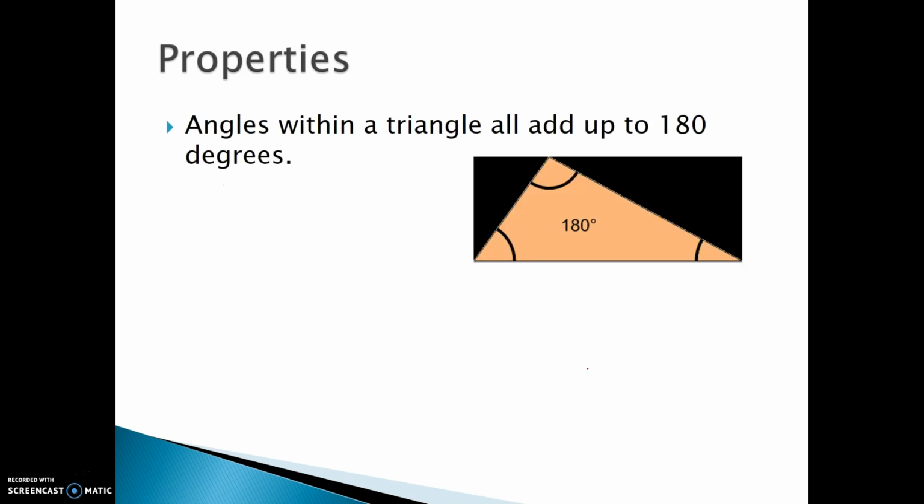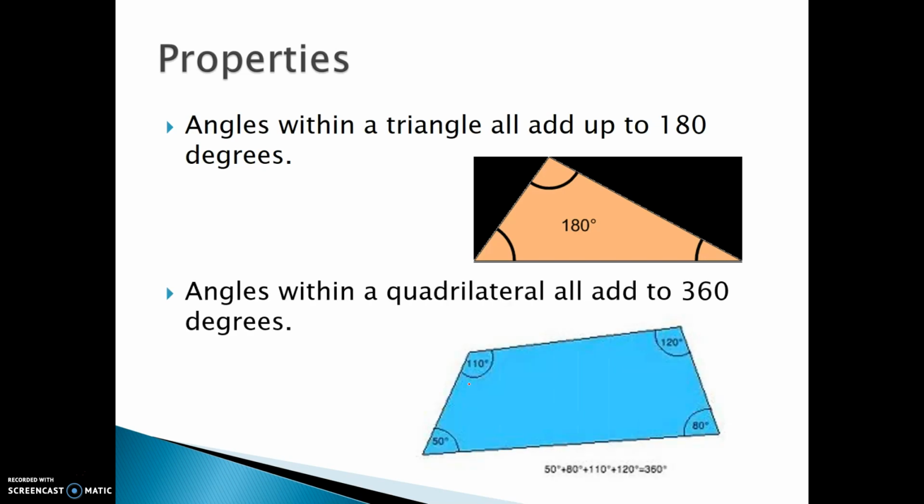And then you already have this written on your notes here, but angles within a triangle all add up to 180 degrees. Hopefully you remember that from last year. And then angles within a quadrilateral all add up to 360 degrees.